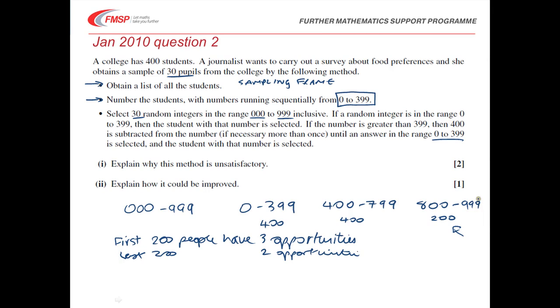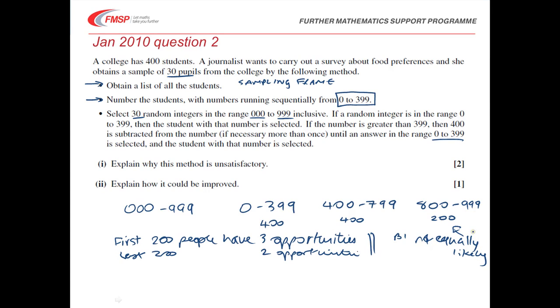So basically this is not equally likely. So because each person is not equally likely, it's not random. So that's what we need to be aware of. You get 2 marks for this. Basically you get 1 mark for saying that it's not equally likely, so B1 for not equally likely, and then you get another mark for your justification.